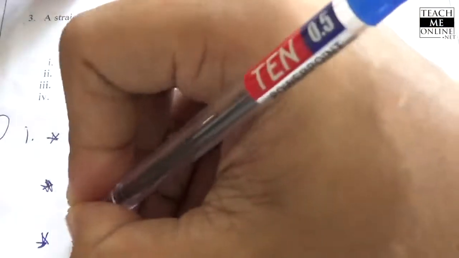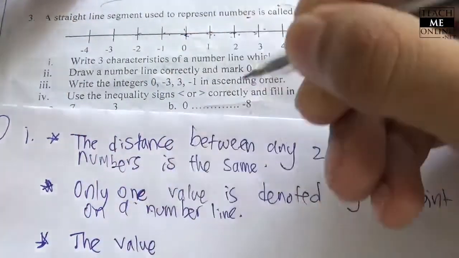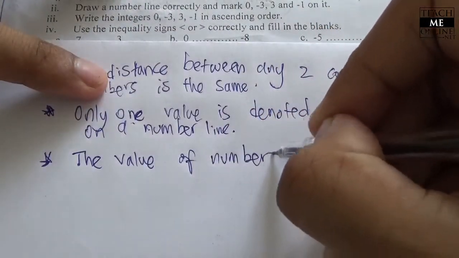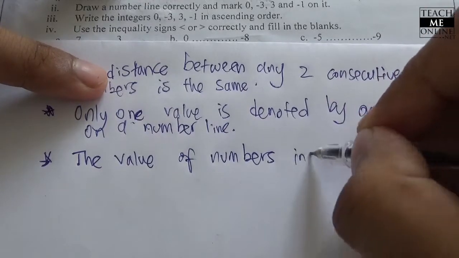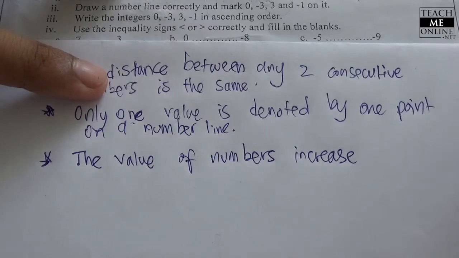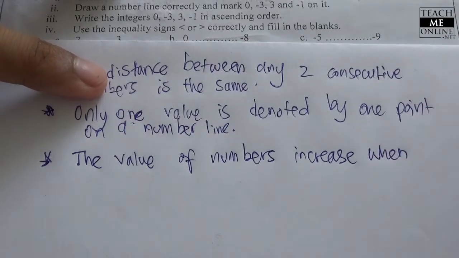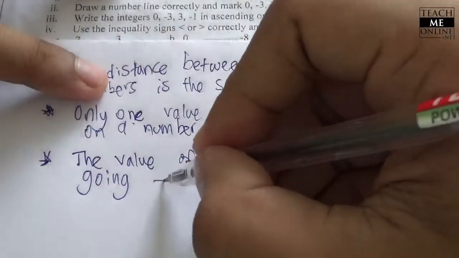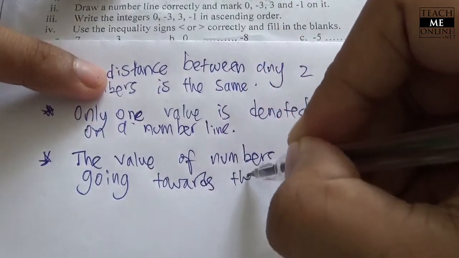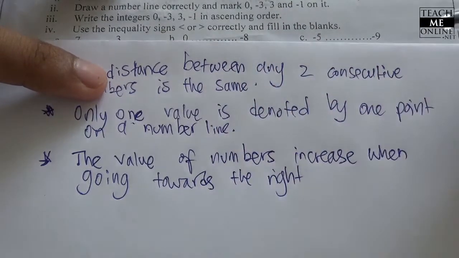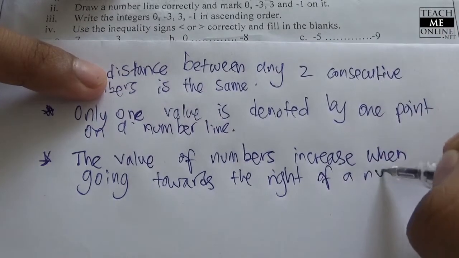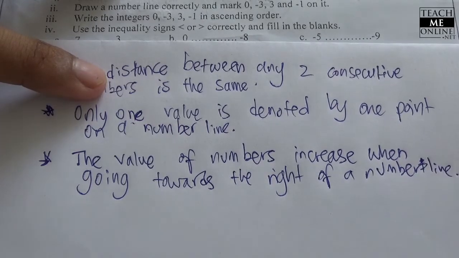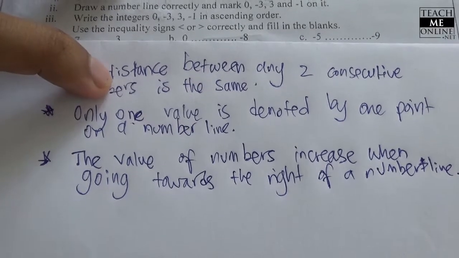So value of numbers increase when going towards the right of a number line. Right.